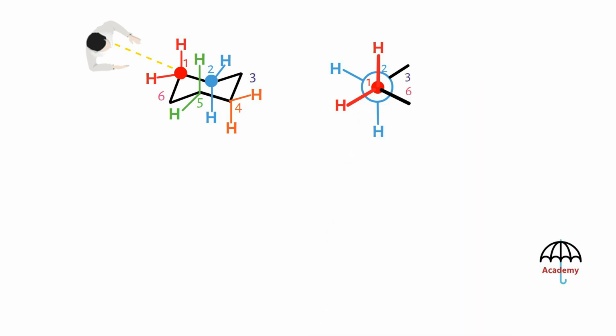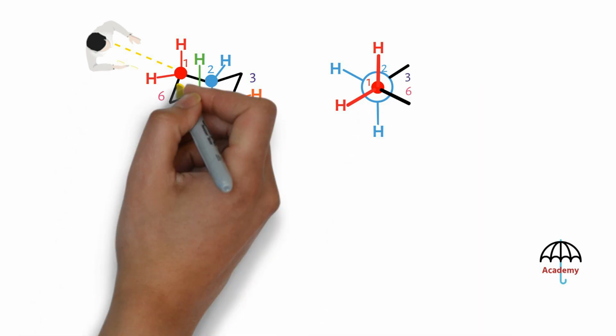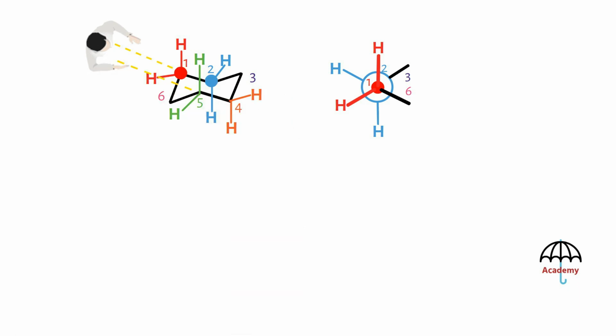Now at the same time, look through the C5-C4 bond. Mark C5 by green dot and C4 by orange color dot. Front carbon 5 is drawn as green dot. Back carbon 4 as orange circle.